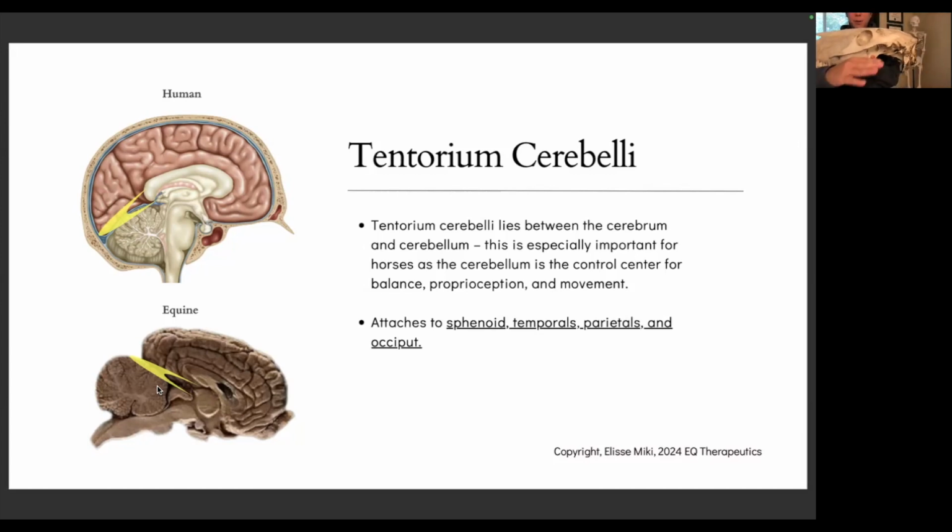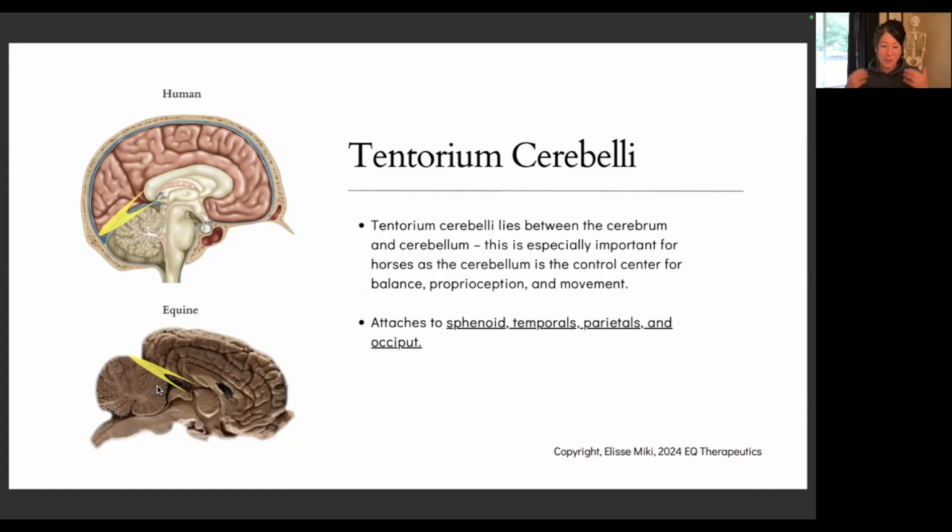We would have our tentorium coming through this way on this horizontal plane, and our falx cerebri, mohawk, coming on this plane. Okay, the tentorium cerebelli lies between the cerebrum and the cerebellum. And this is especially important for horses, as the cerebellum is their control center for balance, proprioception, and movement. So some pretty critical functions occurring from the cerebellum of the horse.